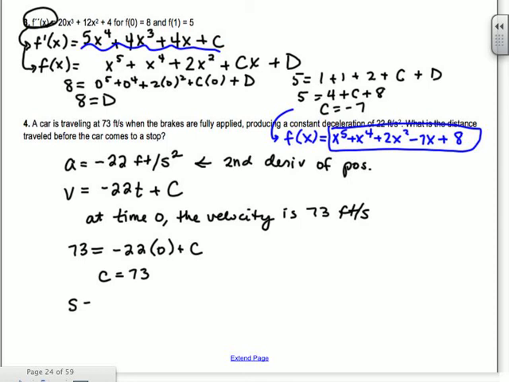All right, now your position, s, is the antiderivative of your velocity. So c equals 73, so my velocity, v of t, is negative 22t plus 73. Okay, so my position function is going to be the antiderivative of my velocity. So I'm going to have negative 11t squared plus 73t plus a new constant. Since I already found c, I don't want to write c because it's not 73. It's another constant. So we use d.